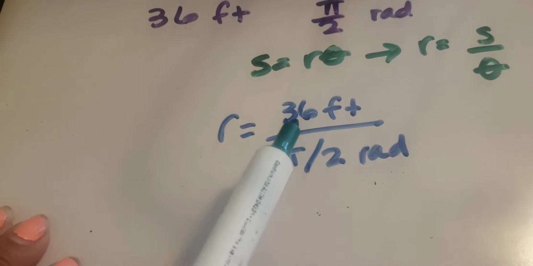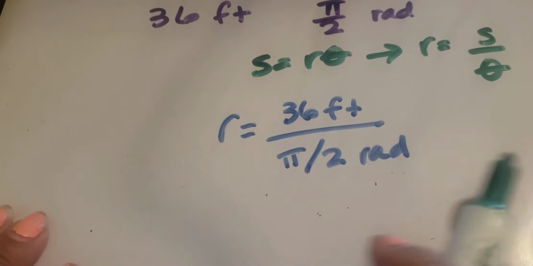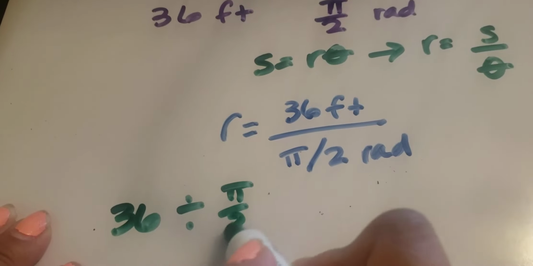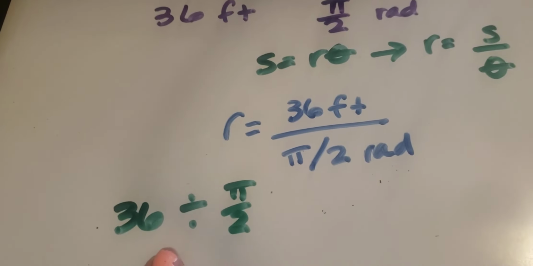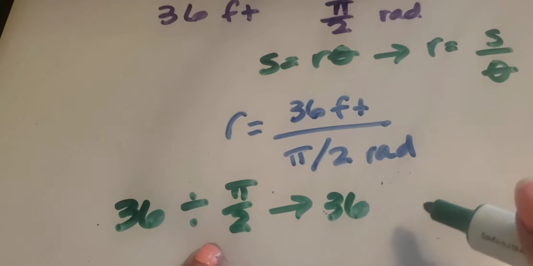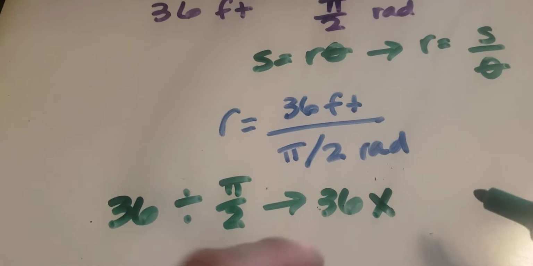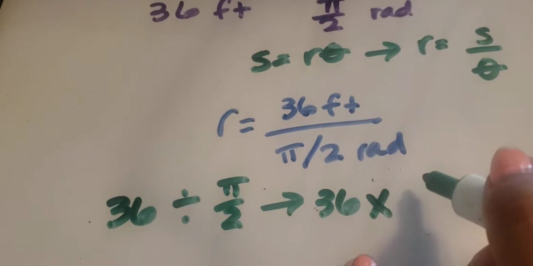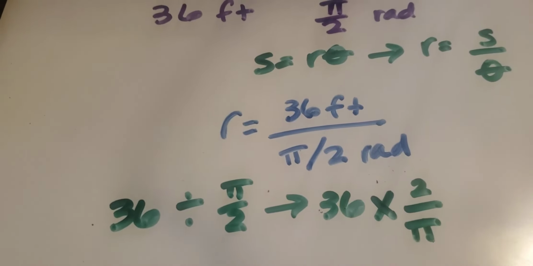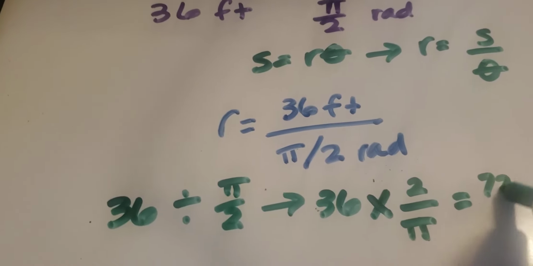Whenever I have a fraction divided by a fraction, I'm going to show you how to rewrite it, and I'm going to show you all the steps. This is the same as saying 36 divided by pi over 2. By the rules of fractions, you don't really divide fractions; you go from division to multiplication and use the reciprocal of the second fraction. So 36 times 2 over pi.